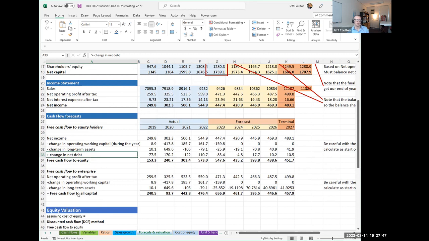I'll think about which discount rate I'd use for equity versus which discount rate I'd use for all capital or the enterprise. So we can build up two columns effectively. One, valuing equity: what measure of income? What measure of balance sheet? What discount rate? Valuing enterprise: what measure of income? What measure of balance sheet?